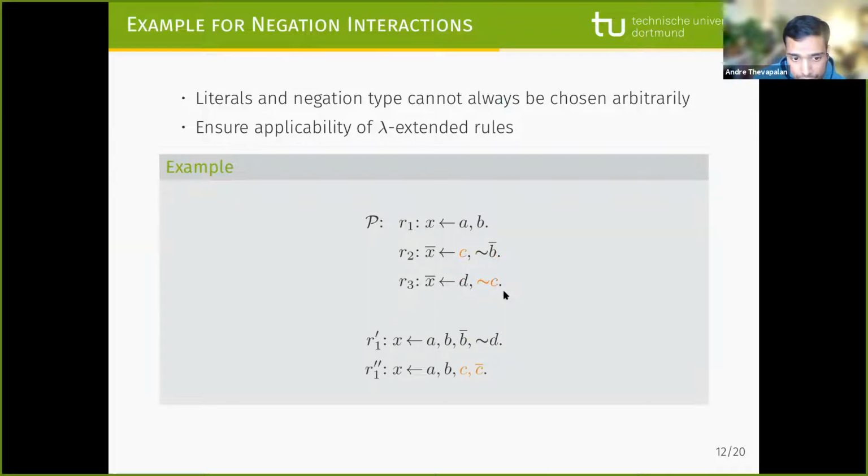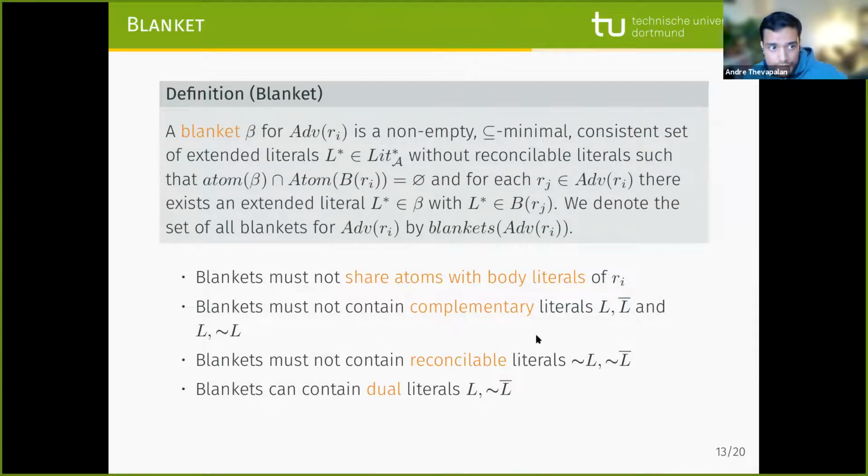The other case is if we take C and not C as our set beta, one possible negated outcome would be C and C bar. And then the extension itself leads to the non-applicability of the whole rule. Yeah, so these are things we have to consider. And that leads us to our definition of a blanket.